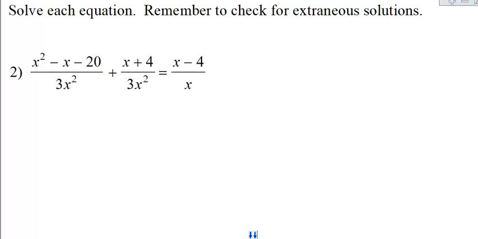Number 2 gives us a second example where we have monomials in the denominator. Take a second, see if you can figure out what your common denominator is. Did you choose 3x squared? All of my numbers can divide into 3, and x squared is my largest exponent. Make sure you check for excluded values by setting this not equal to 0, so x cannot equal 0. Now it's time to take 3x squared and multiply each term by this new common denominator.